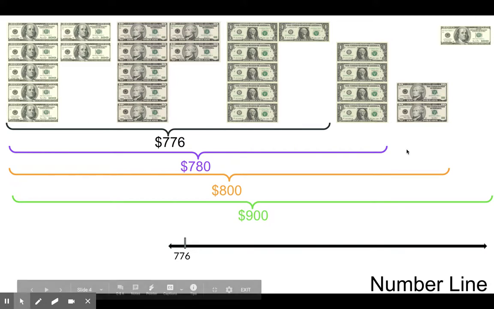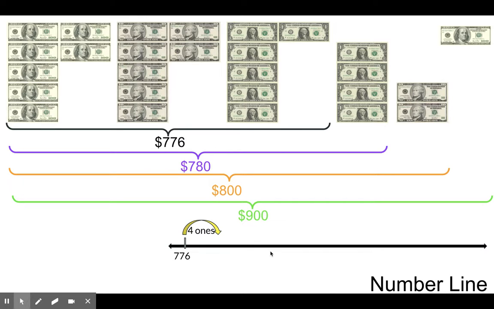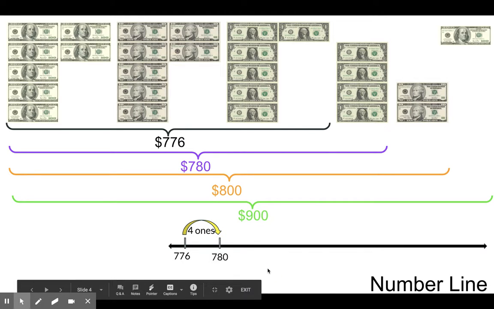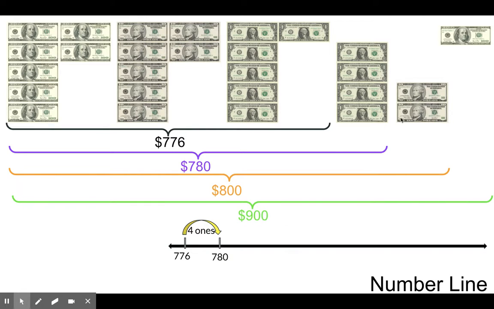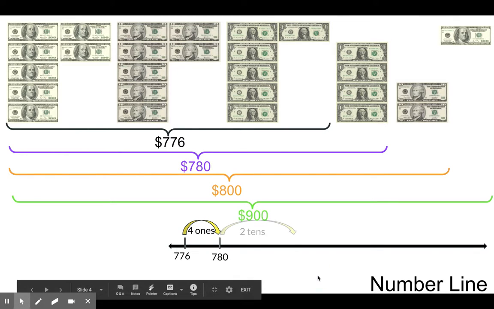Let's go down and look at the first step. I went from 776 to 780 by adding 4 ones. 4 ones got me to the next unit or next friendly number, which was 780. Then at 780, I decided to use groups of 10 or my $10 bills to get to the next friendly number or next unit, which was 800. I had to use 2 $10 bills. So 2 10s got me to the next friendly number, which was 800.